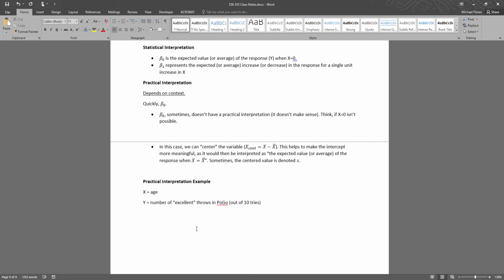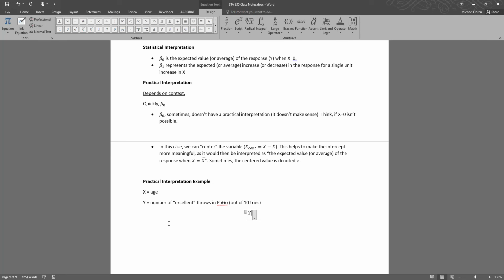For it to be an experimental design, we would randomly have to assign people ages, and realistically, we can't look at somebody and say, okay, you're 20 years old, and okay, you're 10 years old. Unfortunately, age doesn't work like that, so we can't study that. What we can study is if there's a relationship between age and the number of excellent throws, not if age causes you to throw better or worse.